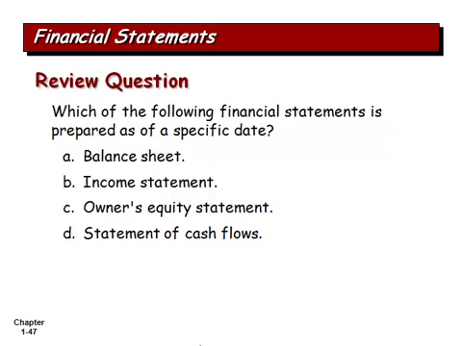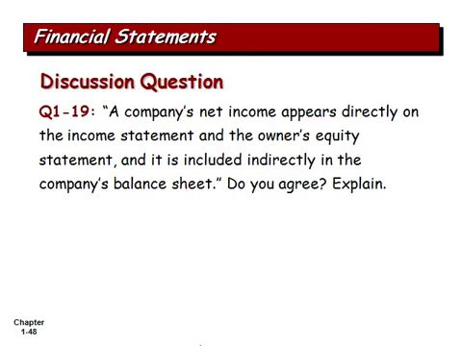So review question: which of the following financial statements is prepared as of a specific date? That would be the balance sheet. Remember, it's always a snapshot of a point in time. Another discussion item. A company's net income appears directly on the income statement and owner's equity statement, and it is included indirectly in the company's balance sheet. Do you agree? Well, yes, we do agree with that. The owner's equity is part of the basic accounting equation, so of course it's included in the balance sheet.